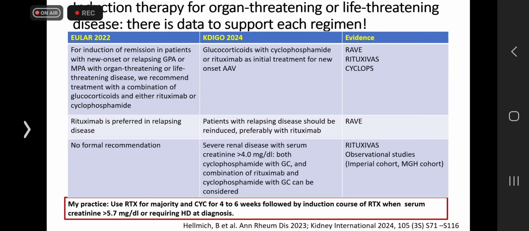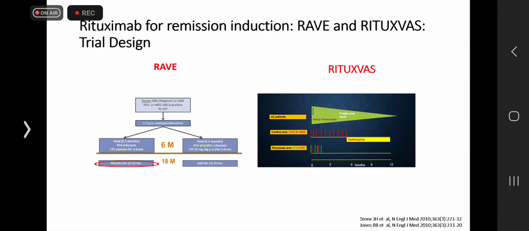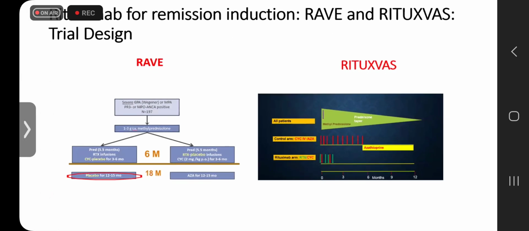So my own practice has now become, use rituximab for the majority and cyclophosphamide for 4 to 6 weeks, followed by induction course of rituximab when you have organ-threatening disease with serum creatinine greater than 5.7 milligram per deciliter or requiring hemodialysis at diagnosis. And so these are the 2 main trials that formed the basis of recommending rituximab.